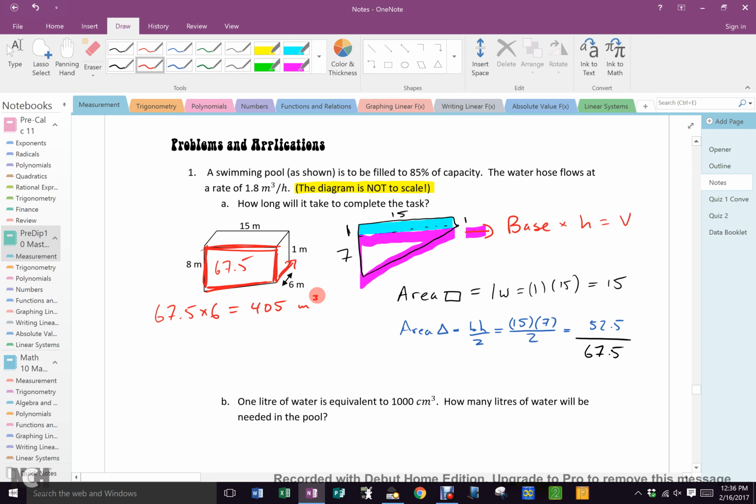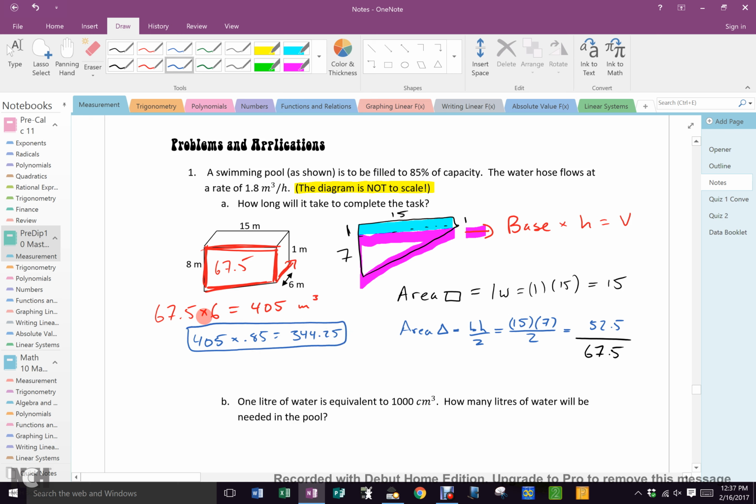Now, am I filling the pool to the brim? No. I'm only filling the pool 85%. 85% is 0.85, yes? You all know how to find percent. So I'm not filling it to 1, I'm filling it to 0.85, yes? So what do I do with 405 to get 85%? Times by 0.85. And I get 344.25.